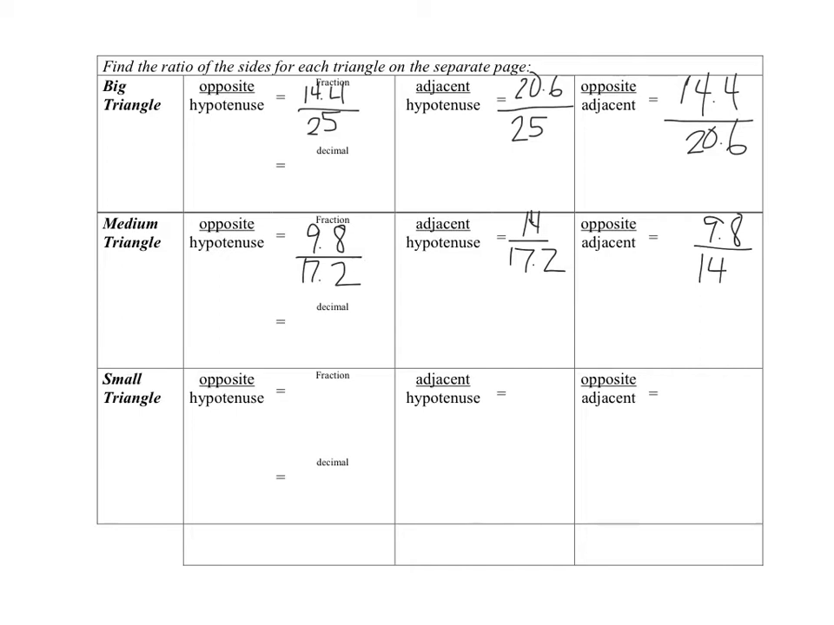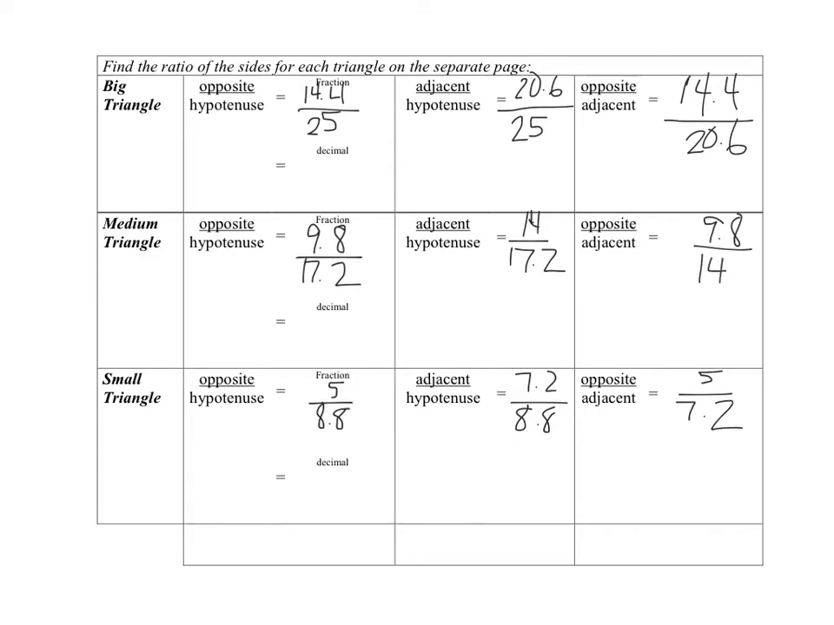Okay, finally, we're going to do the small triangle. So the little teeny tiny one, and from that marked angle, the opposite side is 5, and the hypotenuse is 8.8. And the adjacent side from that marked angle is 7.2, and the hypotenuse is 8.8. And the opposite side was 5, and the adjacent one was 7.2.